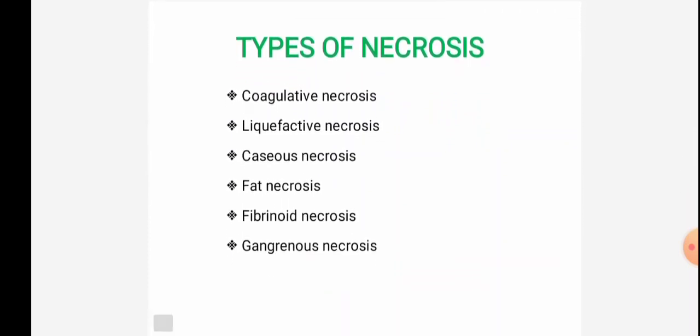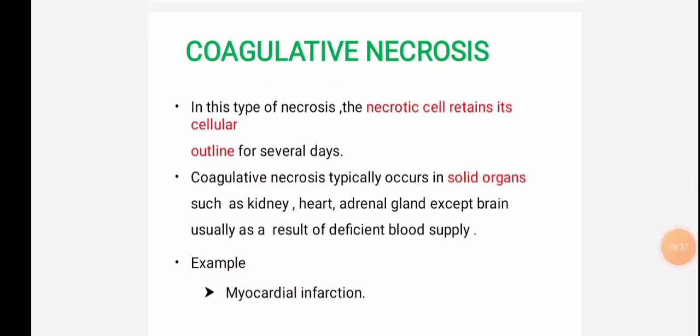The types of necrosis are coagulative necrosis, liquefactive necrosis, caseous necrosis, fat necrosis, fibrinoid necrosis, and gangrenous necrosis. The first one is coagulative necrosis. In this type of necrosis, the necrotic cell retains its cellular outline for several days. Coagulative necrosis typically occurs in solid organs such as kidney, heart, and adrenal gland, except the brain, usually as a result of deficient blood supply. For example, myocardial infarction.